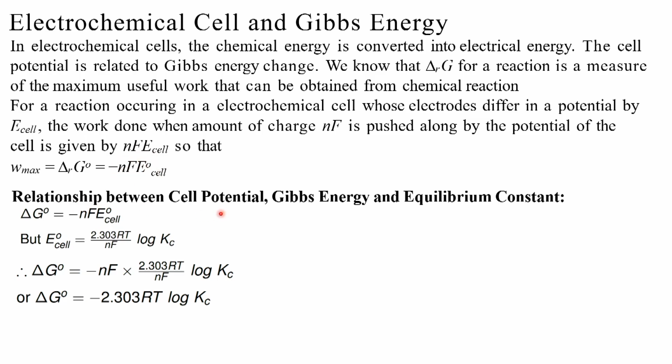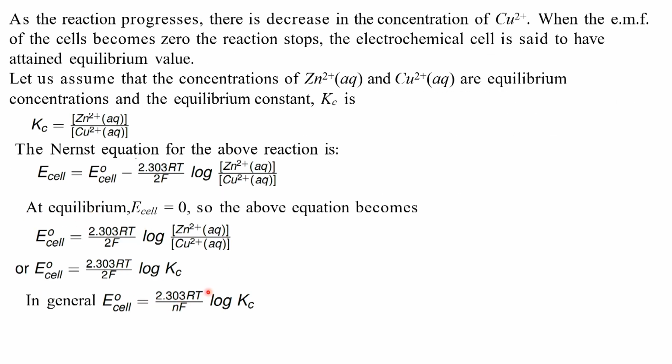Now, the relationship between the cell potential, Gibbs energy, and equilibrium constant. Delta G naught we just got as minus nFE naught. But E naught cell we already discussed. The value of E naught cell is 2.303 RT by nF times log Kc.